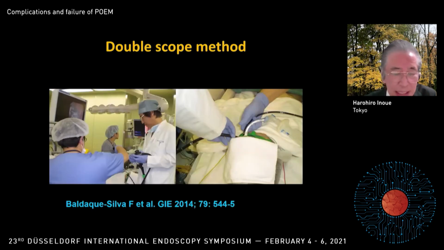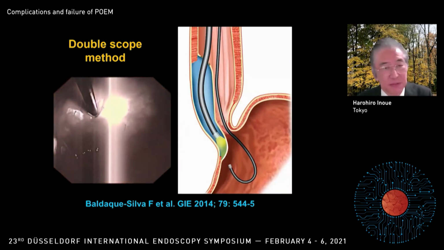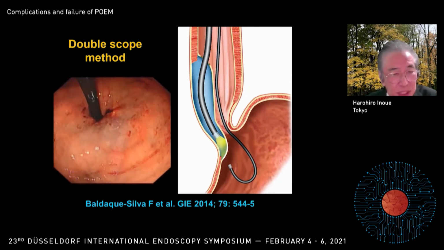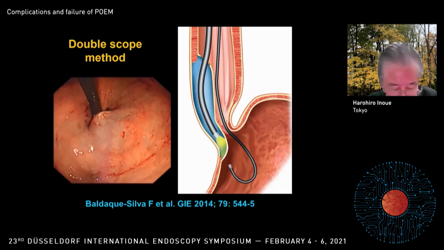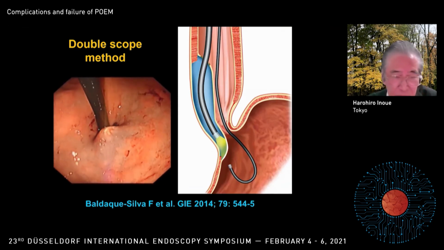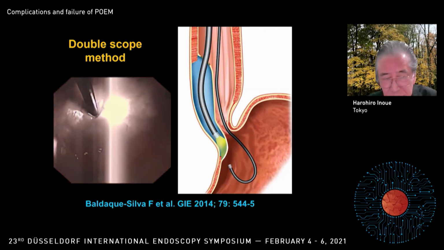In this way, we place two scopes. One scope is in the stomach, kept in a little flexion, and it controls the gastric myotomy ranges. On the left side, you can see the submucosal endoscope has already reached the stomach. So the area is totally divided.